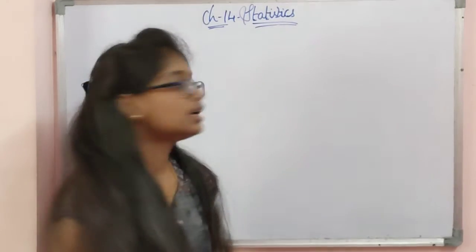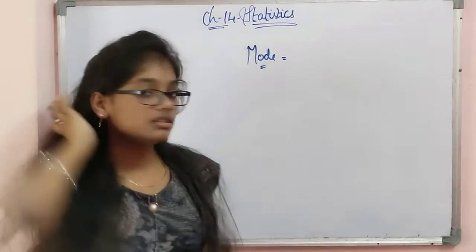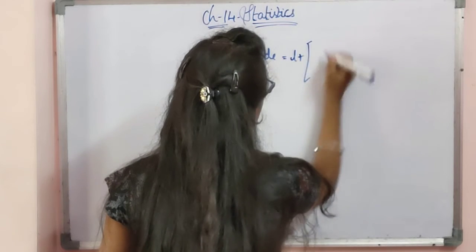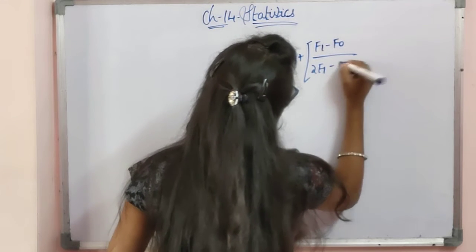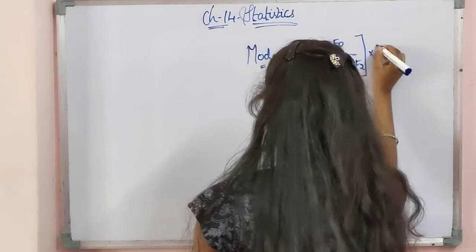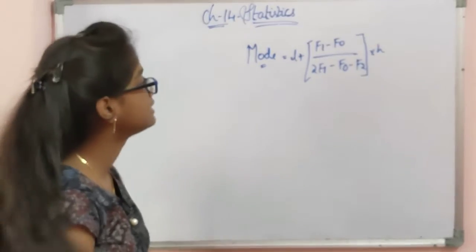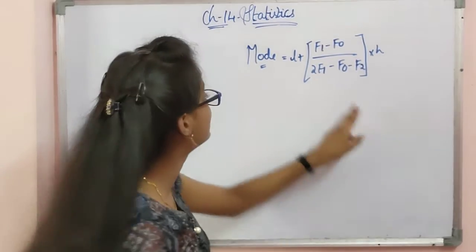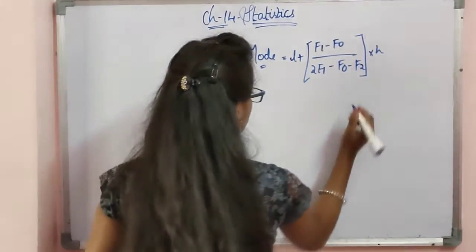Mode. So in mode, this is the second topic of the measure of central tendency. So in this, the formula is L plus F1 minus F0 by 2F1 minus F0 minus F2 into H. So in the question they will also ask us to explain this in 1 mark or 2 marks. They will ask you to say about this.